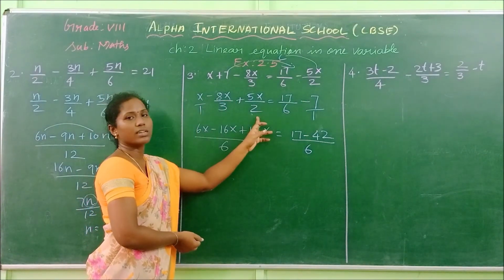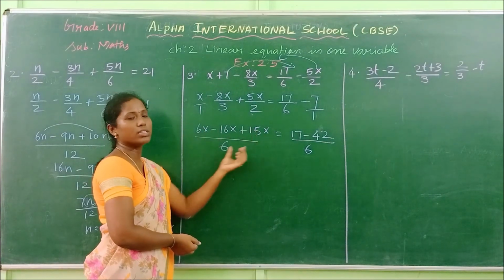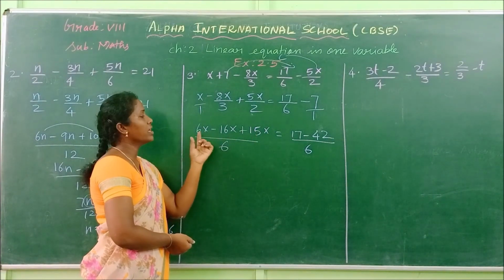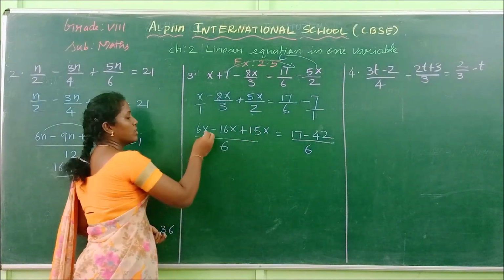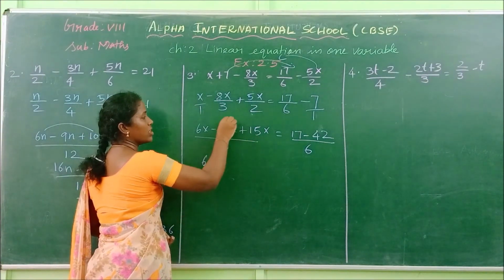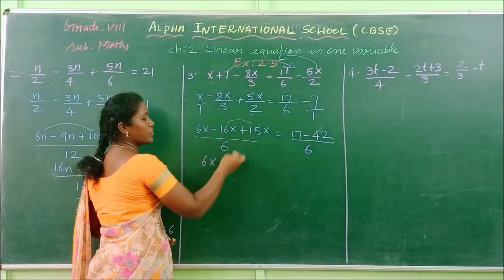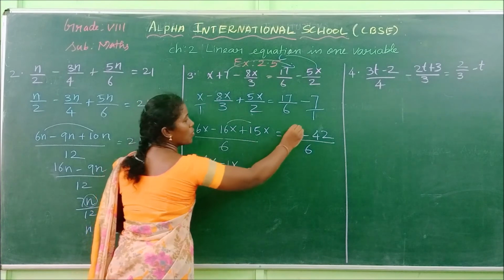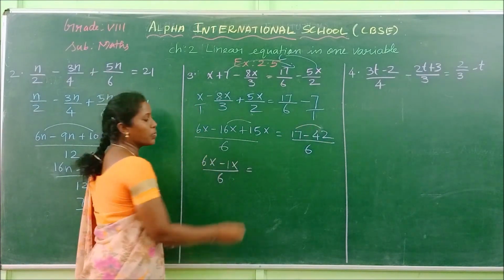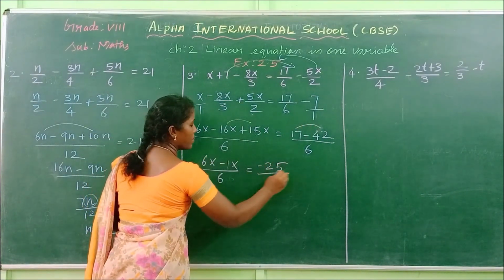See, the denominators are different. So at this stage we are going to add all the 3 terms, take the LCM, then multiply the corresponding number with the numerators. Okay, now 6x, 16 plus 6, minus 16 plus 15, it is minus 1x by 6 is equal to, what is 17? 17 minus 42, that is minus 25 by 6.